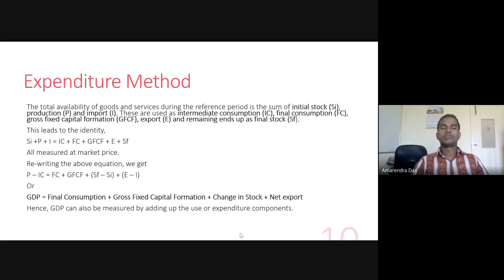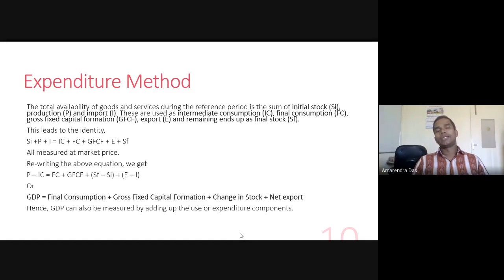So SI plus P plus I, that is the initial stock plus the production plus the import, is equal to intermediate consumption (not initial consumption, it is intermediate consumption) plus the final consumption, gross fixed capital formation, plus export, plus the final stock. So that means whatever we have produced, that is initial stock plus the production plus the import, that is the stock we have.